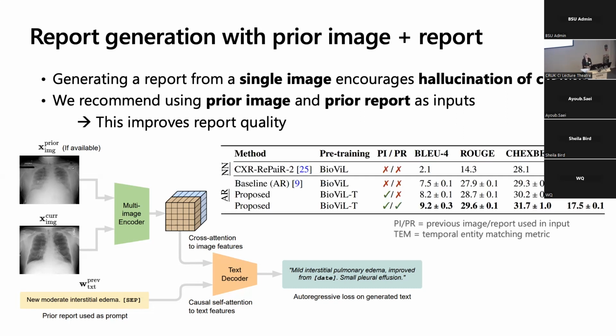And of course, we have some tables with numbers where we show that this improves the quality of the reports using a variety of different metrics that I can tell you about if you're interested in later. But what we're showing is some ablations here where using both the prior image and the prior report improves across various metrics. We did introduce a sort of new one for this analysis, which is temporal entity matching.